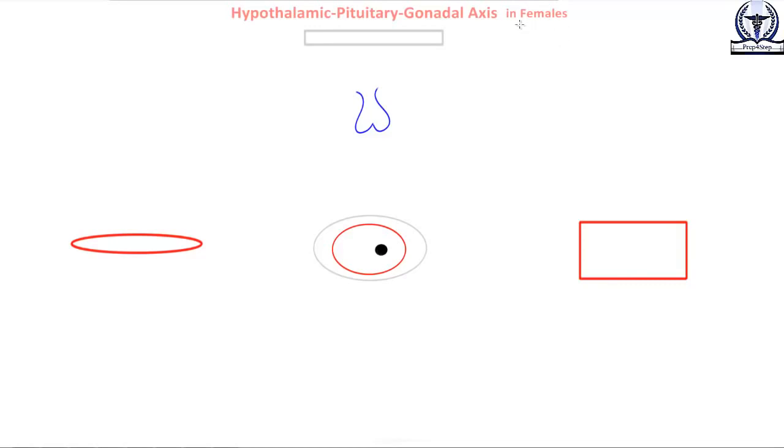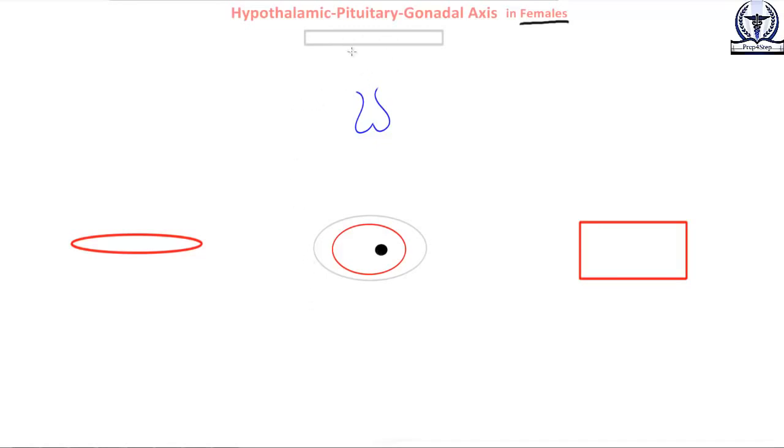In this particular video we will be discussing the hypothalamic pituitary gonadal axis in females. What are we talking about here? Well, we're trying to stimulate the growth of a follicle in order to cause ovulation. Therefore, the ovocyte can leave and get fertilized, and that's the whole purpose of it. In the meantime, estrogen is also produced in the process.